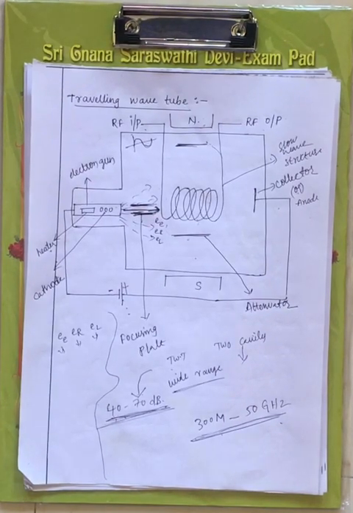Now we have seen its introduction and its structure, right? Now the focusing plate will focus the beam. The electron beam gun will generate a beam of electrons. That beam of electrons is focused by the focusing plate in a particular direction. The focusing plate is placed between the electron gun and the slow wave structure, and it will focus the beam of electrons in one particular direction, right?